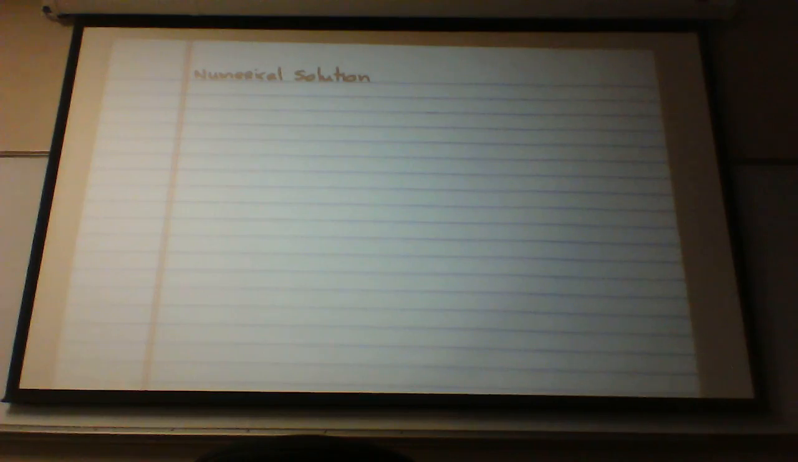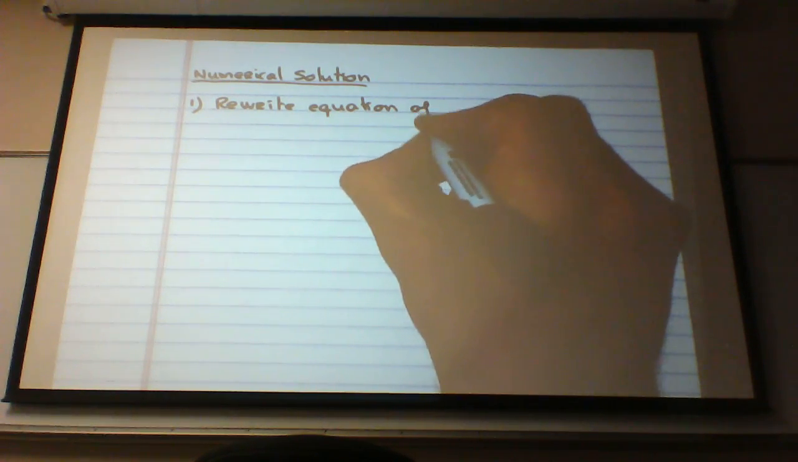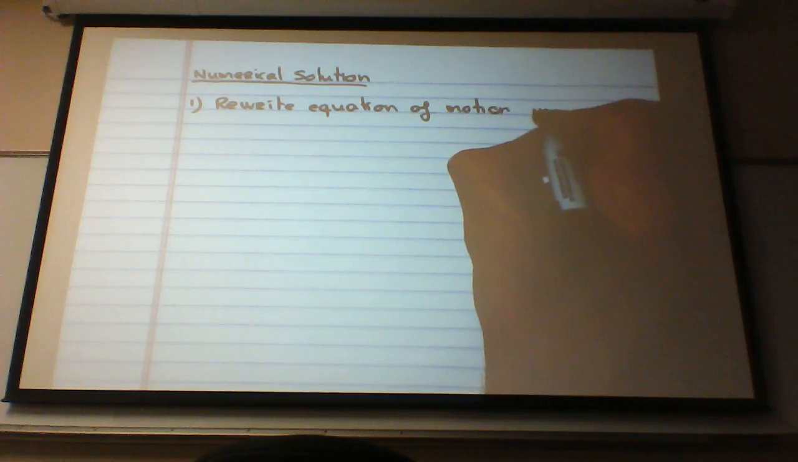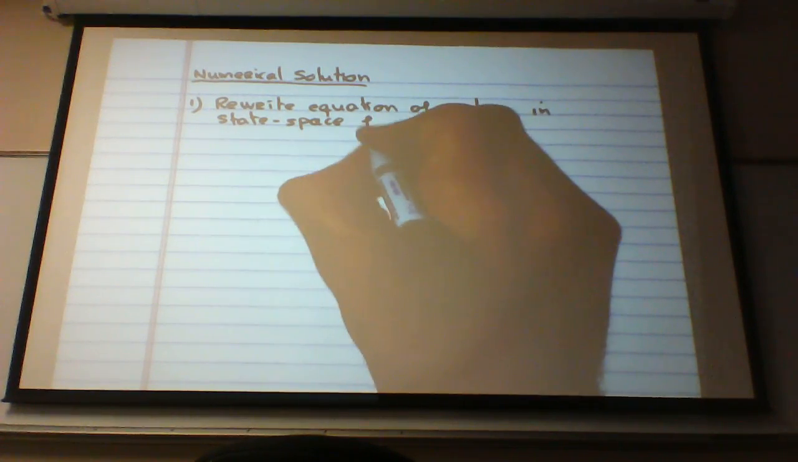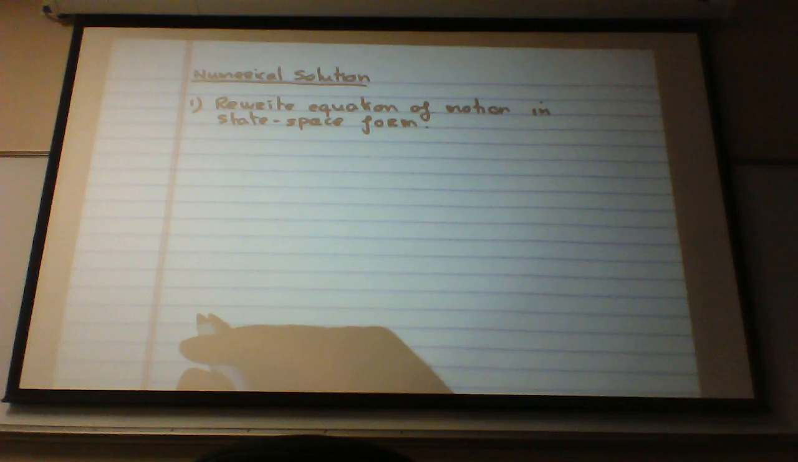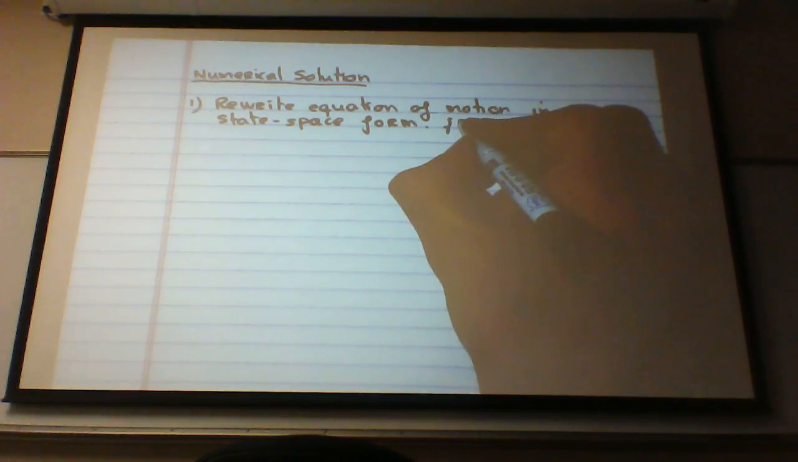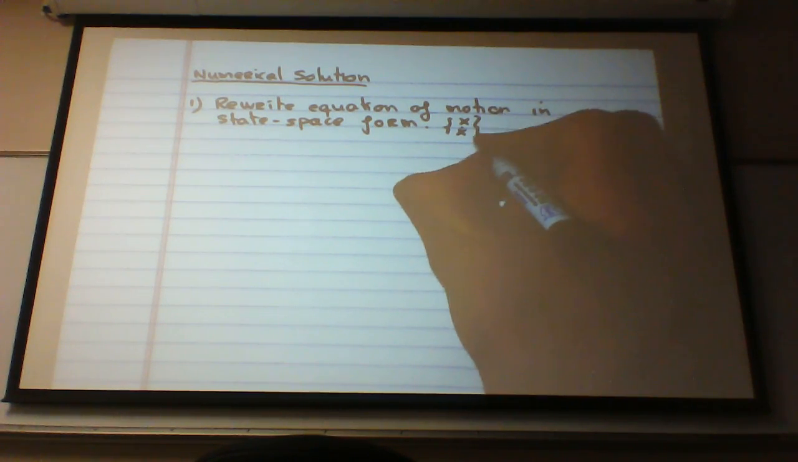So, numerical. Okay, this is really what is useful for you guys. The first thing to do is to rewrite the equation of motion in state space form, which basically means in function of the displacement and velocity. Okay?